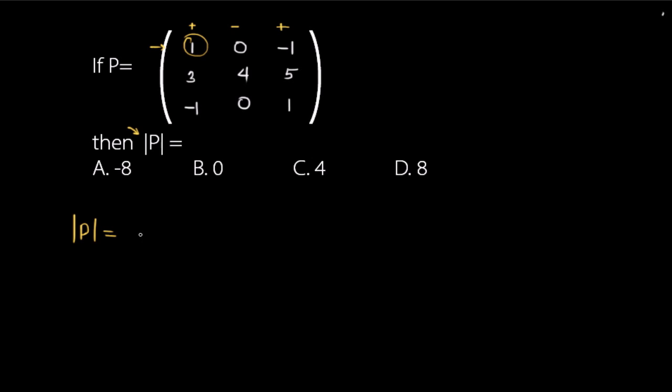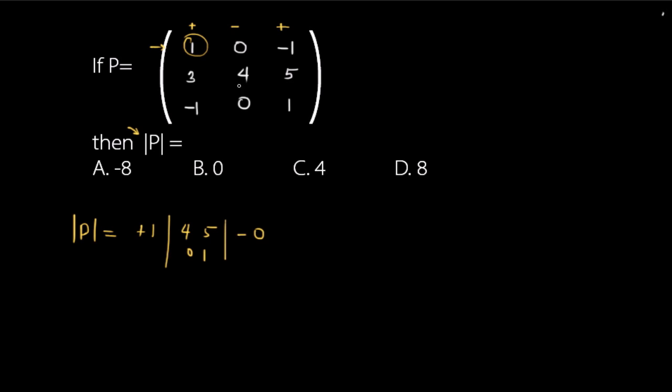So what I have is, this is plus 1 multiplied by, you delete the first row and the first column. So what you're going to have left is 4 5 0 1. So multiplied by 4 5 0 1. So when we are done with that, the next one is -0. So we write -0.